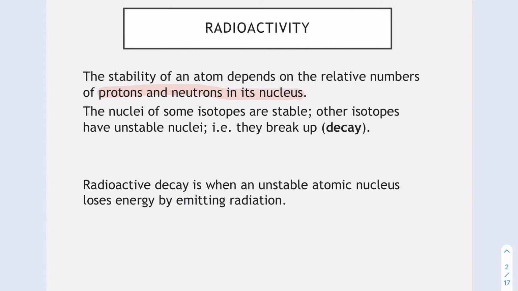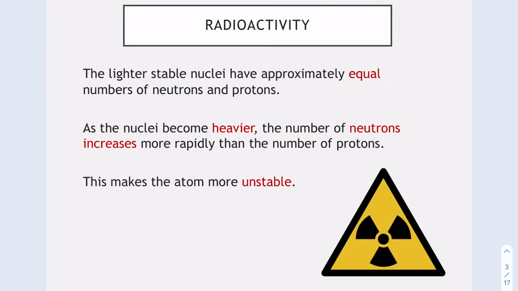However, isotopes that have unstable nuclei break up, or what's called decay. So radioactive decay is when an unstable nucleus loses energy by emitting radiation. Your lighter nuclei have roughly, as I said earlier, a 1-to-1 ratio of neutrons to protons. However, as they get heavier, the number of neutrons increases. Therefore, that can make them a little bit more stable because neutrons increase more rapidly than the number of protons, and that's how something can undergo what's called radioactive decay.